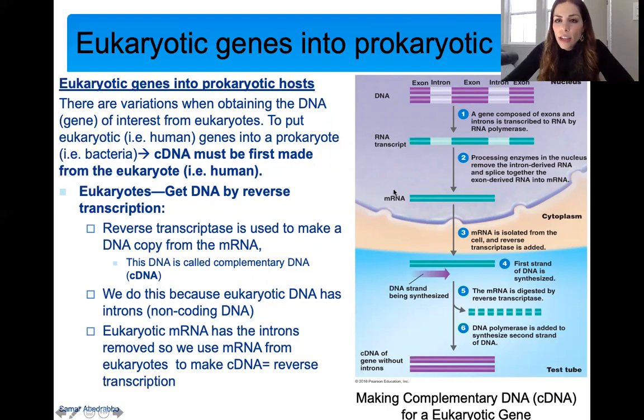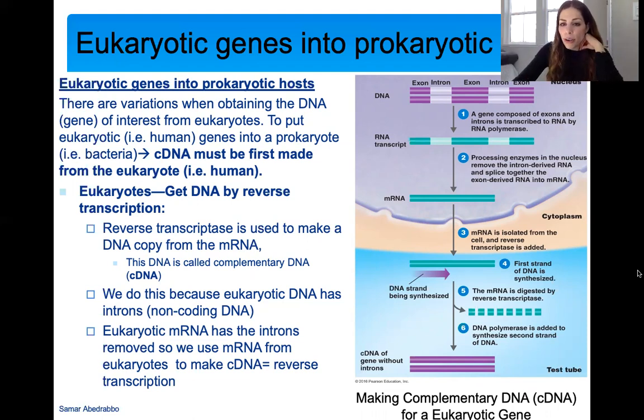So let's look at this image here. Remember that in eukaryotes, when we look at a gene, it has exons and introns that are transcribed to RNA by RNA polymerase. Once you have your RNA, you need to do RNA processing, and you need to remove the introns and put together the exons, because exons are expressed and introns are intervening sequences.